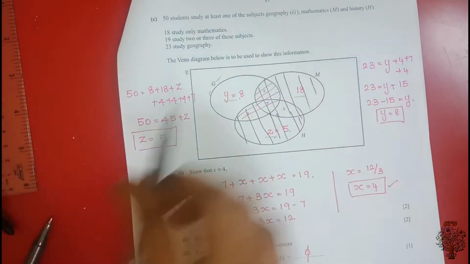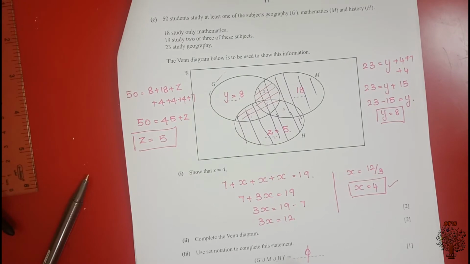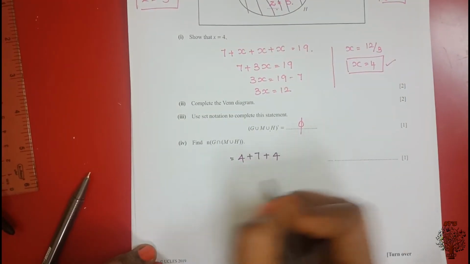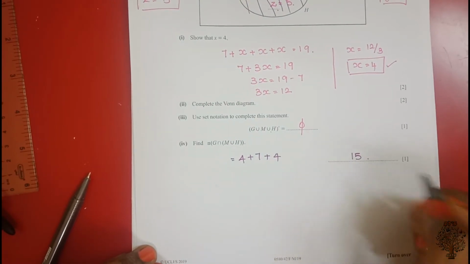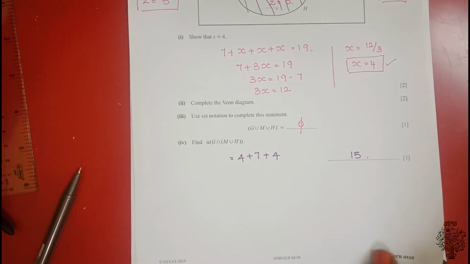Okay. I have to calculate that value. X plus 7 plus x, that is 4 plus 7 plus 4. Okay, which gives me 15. Am I right? 4 plus 7 plus 4 is 15. Here ends this problem.